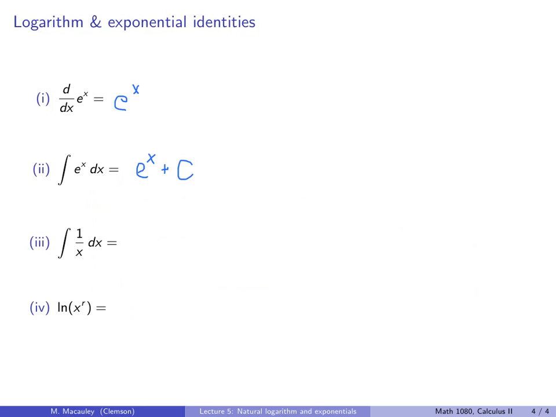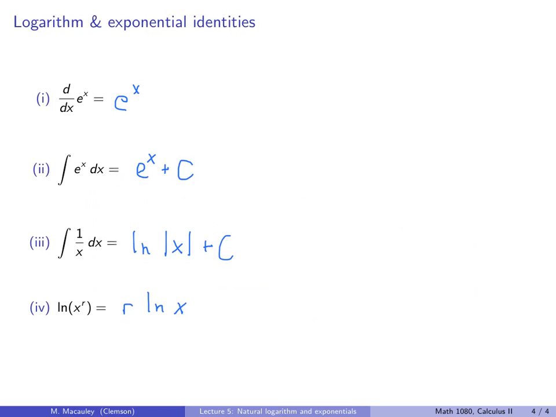The integral of 1 over x dx is the natural log of x plus c. And now that follows just from our definition in the beginning of this section. And also the natural log of x to the r equals r times natural log of x. And I encourage you to see if you can derive these properties, especially this last one, just from our basic definition of the natural log of x.